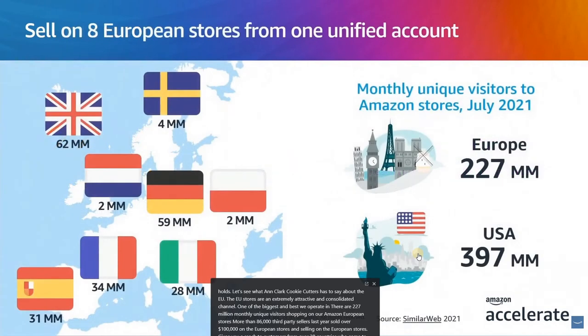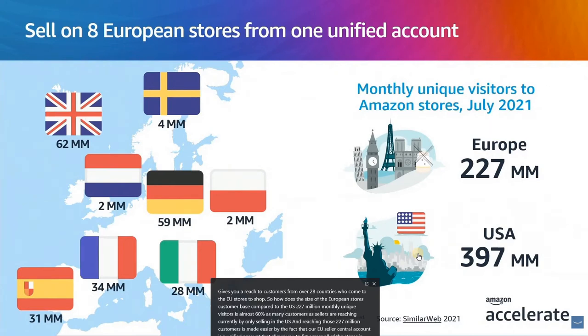So, how does the size of the European store's customer base compare to the US? 227 million monthly unique visitors is almost 60% as many customers as sellers are reaching currently by only selling in the US. And reaching those 227 million customers is made easier by the fact that our EU Seller Central account is a unified account that allows you to list across all of the stores in one account with the same ASIN and SKU across stores.